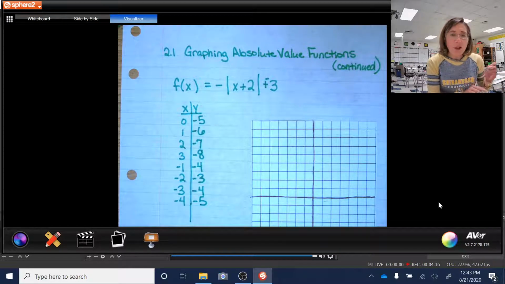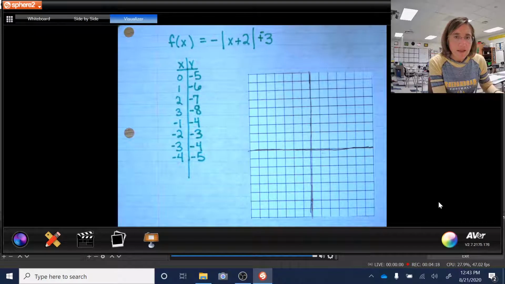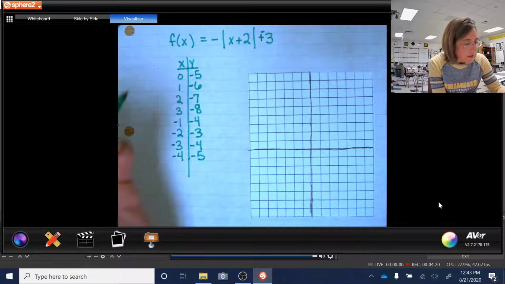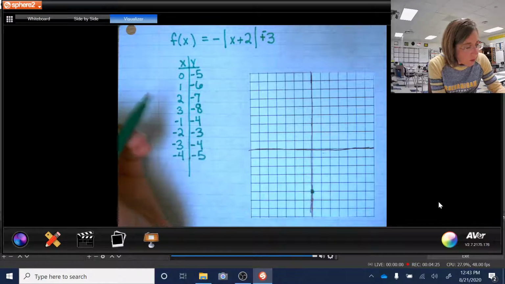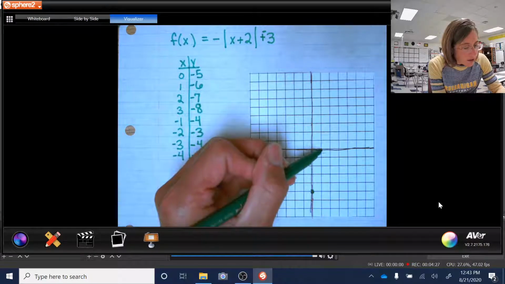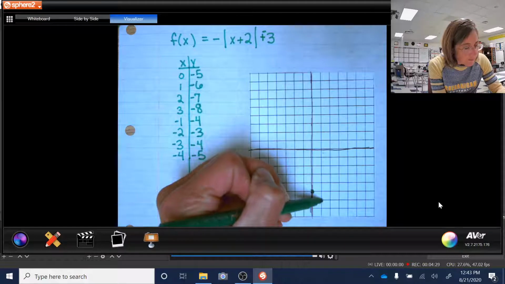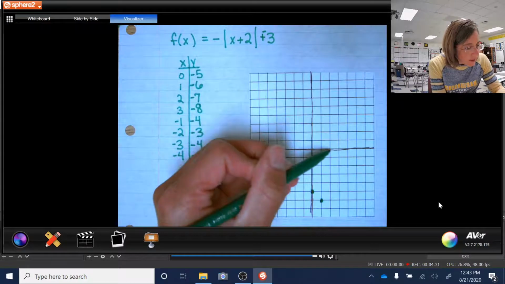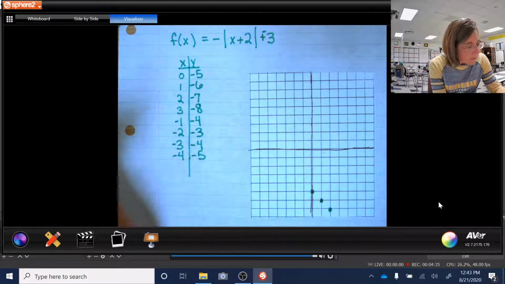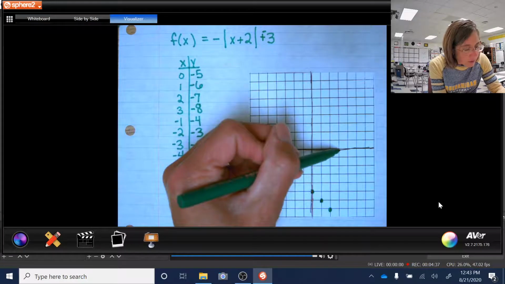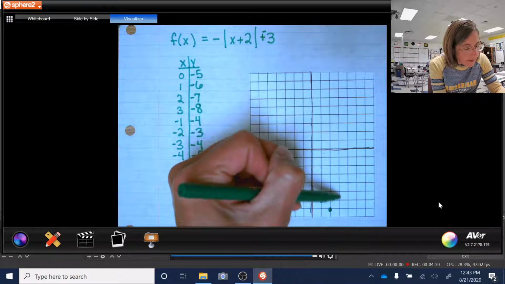Okay, so I'm going to plot some of these points so we can see what this is going to look like. 0, negative 5. 1, negative 6: 1 in the x direction, 6 down. 2, negative 7: 1, 2, 3, 4, 5, 6, 7. 3, negative 8: 1, 2, 3, and down 1, 2, 3, 4, 5, 6, 7, 8.